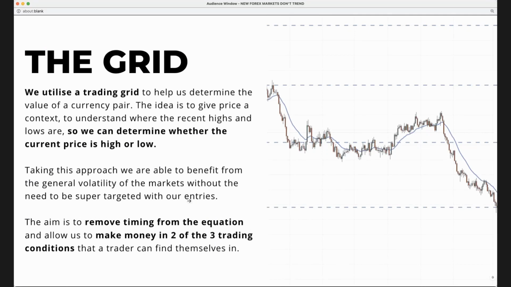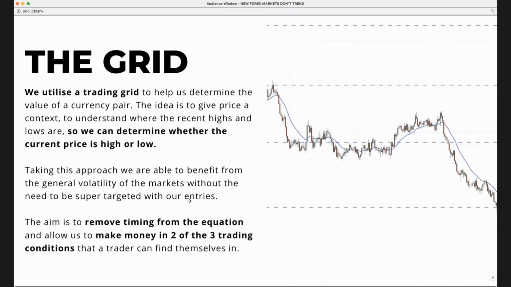The idea is to give price a context, to understand where the recent highs are, where the recent lows are, so that we can determine whether the current price is high or low. Taking this approach, we're able to benefit from the general volatility of the markets without the need to be super targeted with our entries. And we're able to remove timing from the equation, which allows us to make money in 2 of the 3 trading conditions.